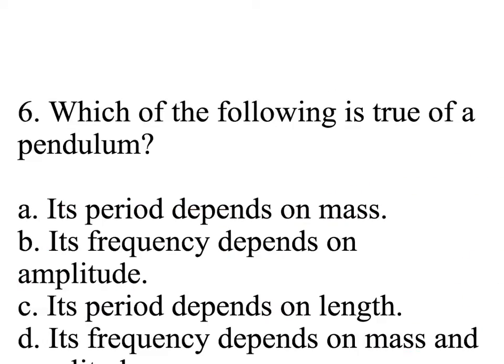Which of the following is true of a pendulum? The period depends on mass. That is not true. The frequency depends on amplitude. Also not true. This is the only thing that the period of a pendulum depends on: length, and also gravity. It depends on the value for g, which is 9.8 meters per second squared most places. But for a pendulum, it only depends on the length.